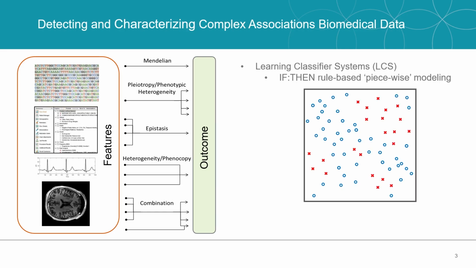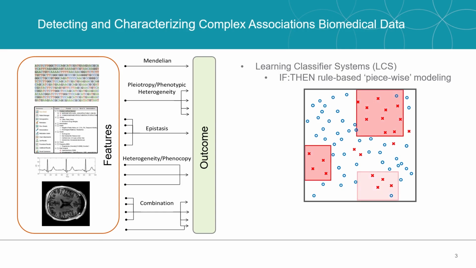One modeling strategy that we've explored in previous work includes learning classifier systems, or LCSs. These systems use if-then rules to create what I call piecewise models. To illustrate how learning classifier systems model a problem space, consider this simple classification example, where we're trying to classify the blue circles from the red X's.